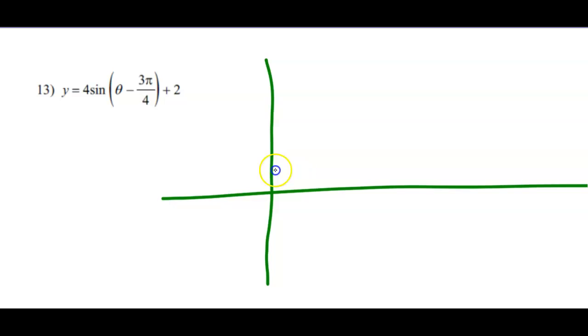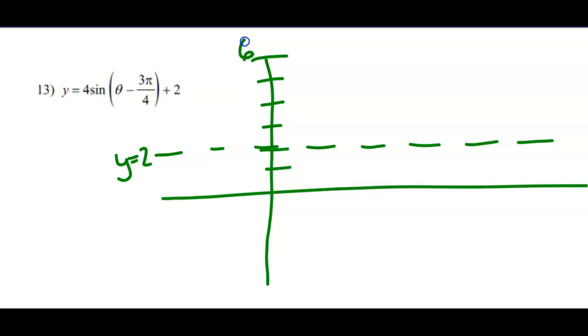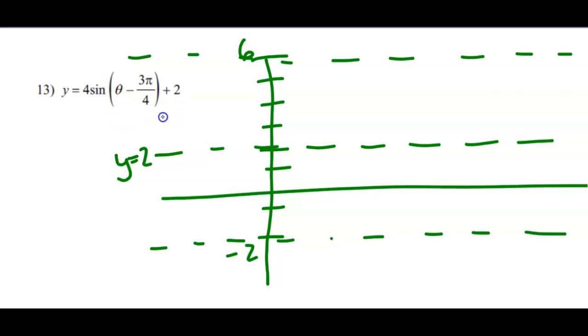It is shifted up to, has an amplitude of 4. So it'll go up to 6. Down 4 would be at negative 2. And up here are all the maximums, and they are at 6. So we took care of this 4, that's the amplitude, and the midline was at y equals 2 because the vertical shift was up 2.